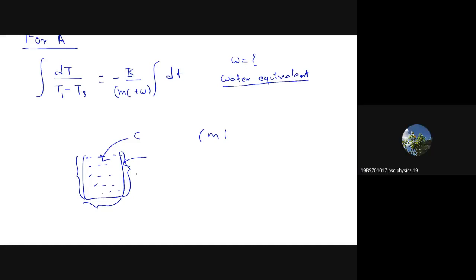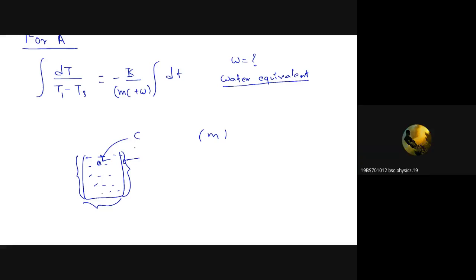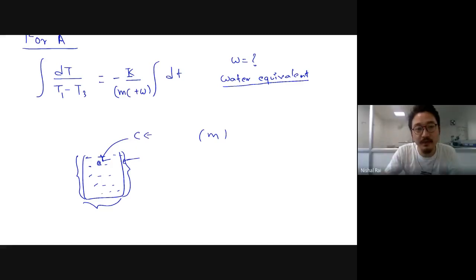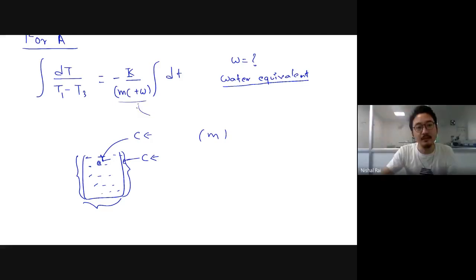I'll tell you one more thing. Do you agree that apart from water, the container which holds that water also has some mass? Is that point clear to everyone? Rita? But these are two different materials, water and the material the calorimeter is made of. So the water will have its own specific heat, and this material will also have its own specific heat. So you cannot directly add these two masses.